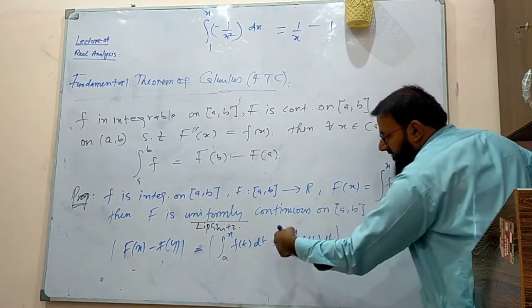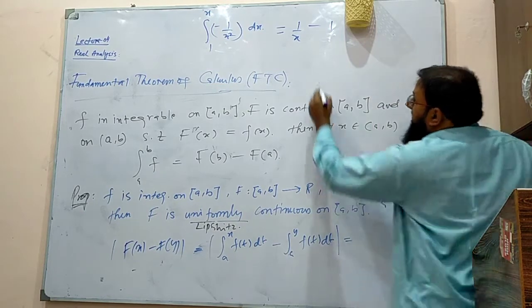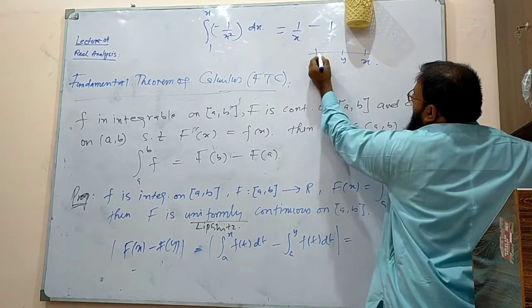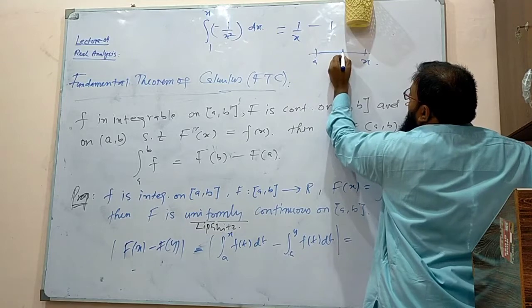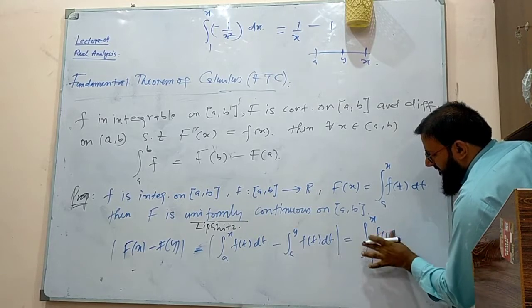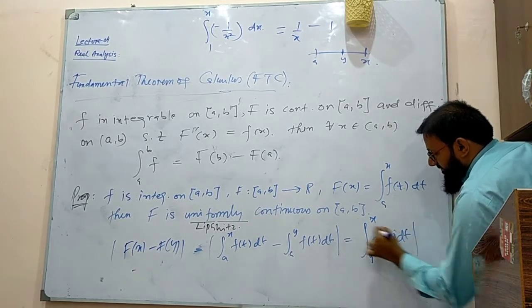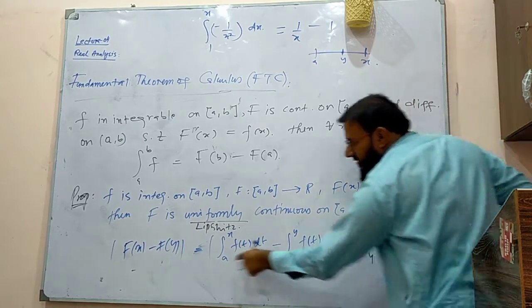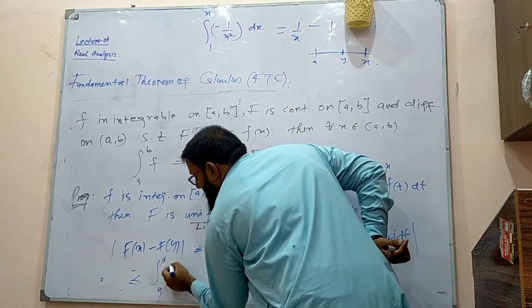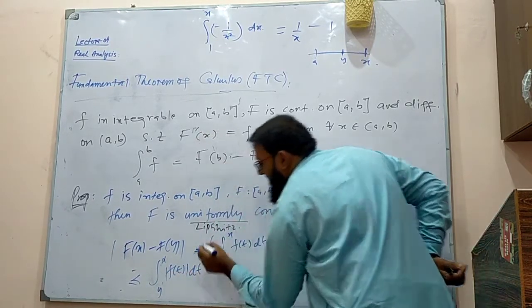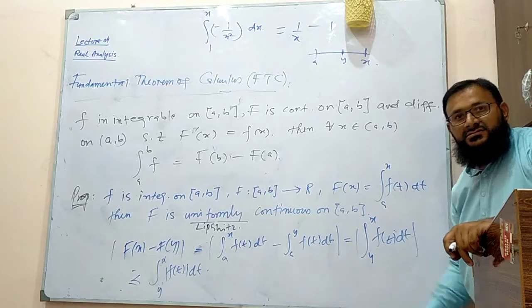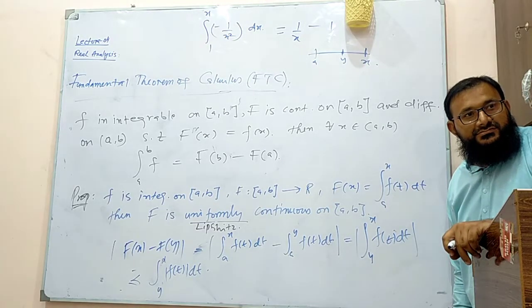Yeah. Can I merge these integrals and write that one integral is from a to x, another integral is from a to y. From a to x, I am subtracting a to y, so I am left with y to x. So this would be the absolute value of the integral from y to x of f of t dt. This is smaller than or equal to the integral from y to x of the absolute value of f of t dt. Do you agree with this? Because this absolute value is outside, I am taking it inside, that becomes less than or equal to. So yes, I think you agree.